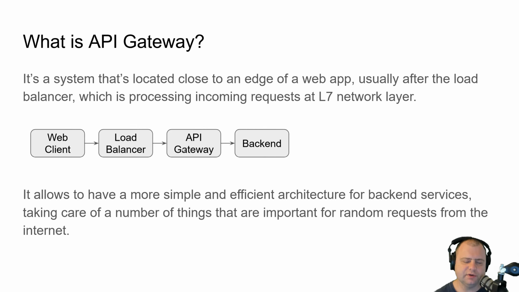The API gateway would typically be a stateless service, which does a bunch of preparation and work and forwards things to your backend. Here I just put one backend component, but in reality it's going to be as complex as it needs to be. This allows a simpler and more efficient architecture for backend services, taking care of a number of things that are important for random requests from the internet, but not necessarily applicable for internal traffic. I will go over them in a bit.